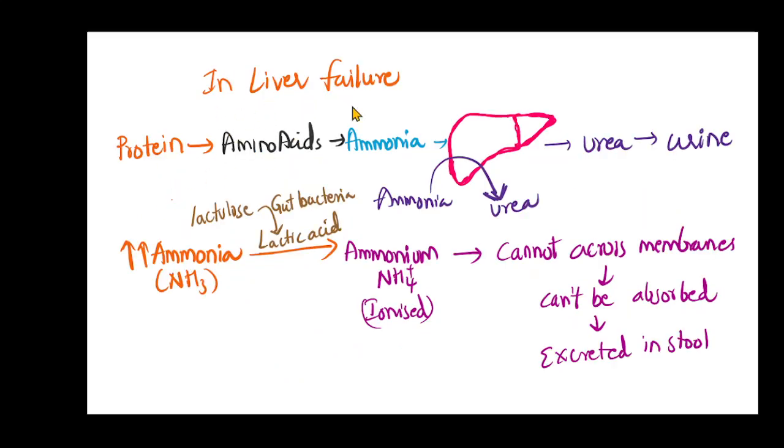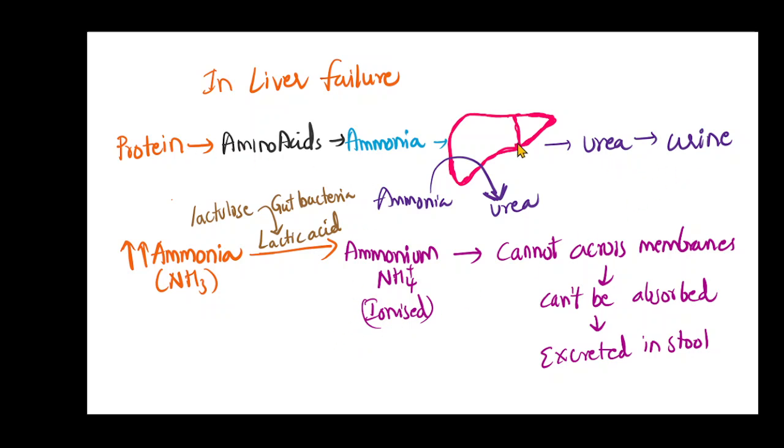See, in the case of liver failure, proteins are converted into amino acids, and excess amino acid, which the body cannot use, can be converted into ammonia. Ammonia is normally converted into urea, and urea is lost through urine.